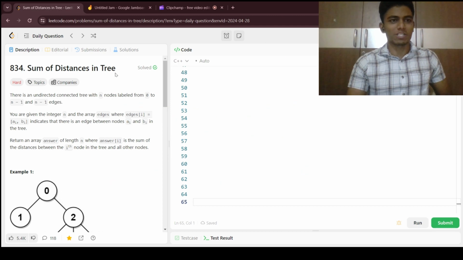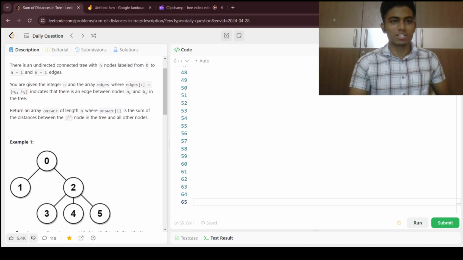So today we are going to be solving today's LeetCode question, which is Sum of Distances in a Tree. We are given an undirected connected tree which consists of n nodes, labeled from 0 to n minus 1. And then we are given the n minus 1 edges present in this tree. We need to find the answer of length n, where answer[i] is equal to the sum of the distances between the ith node in the tree and all other nodes.